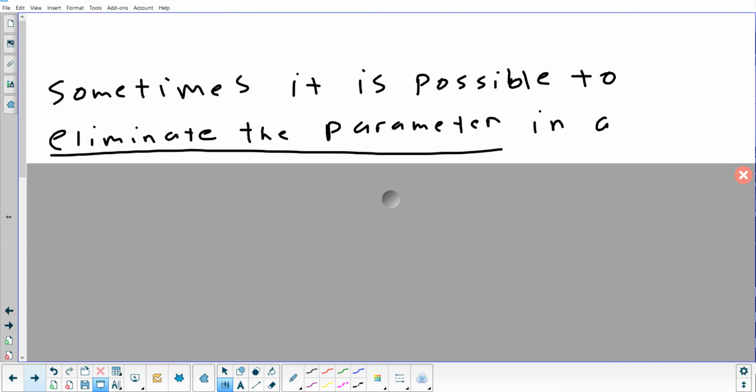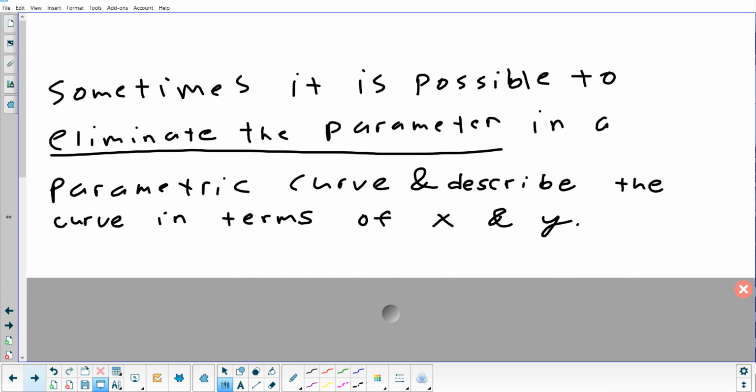So sometimes what we can do is we can eliminate the parameter. What this basically means is take the parametric equations that you have, and turn it back into the kind of system we're used to. Make it so it's y equals and you have an x on the other side. So when you eliminate the parameter, you are turning it back into the kind of equation that we've been using all year.